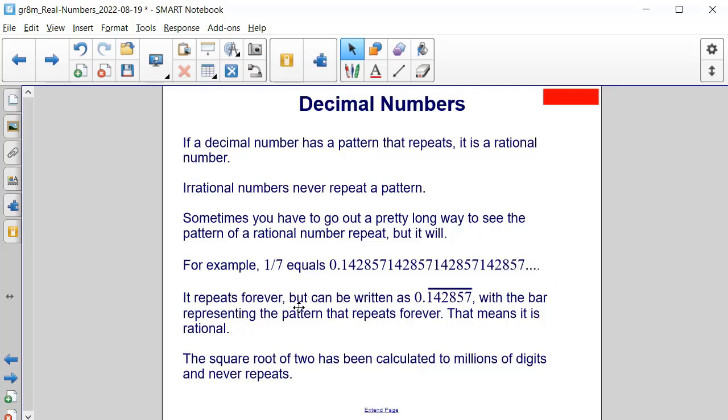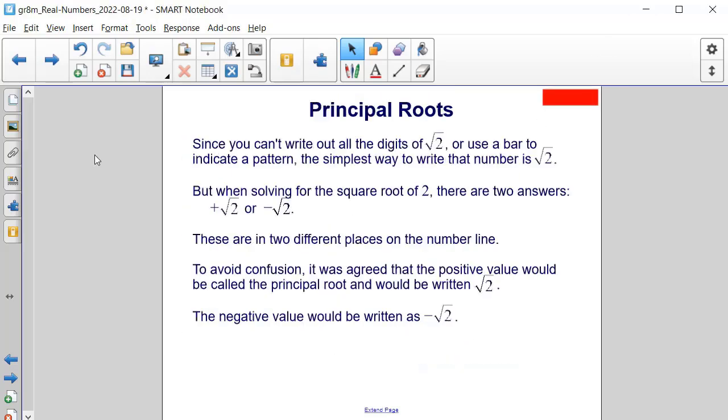It repeats forever, but can be written as 0.142857 with a bar over top of it. And this is representing the pattern that repeats forever. That means it is a rational number. And the square root of 2 has been calculated to millions of digits and never repeats. Since you can't write out all the digits of the square root of 2 or use a bar to indicate a pattern, the simplest way to write that number is the square root of 2.